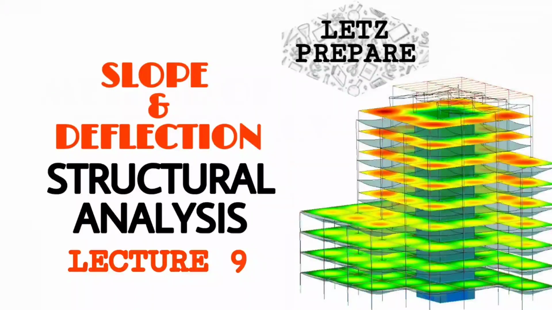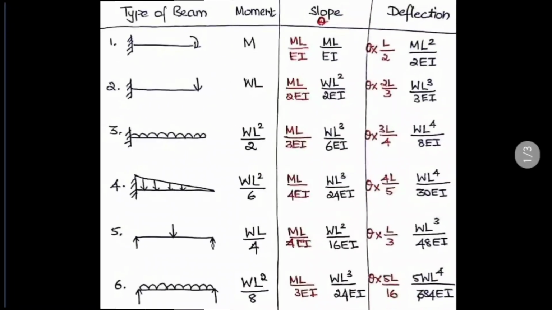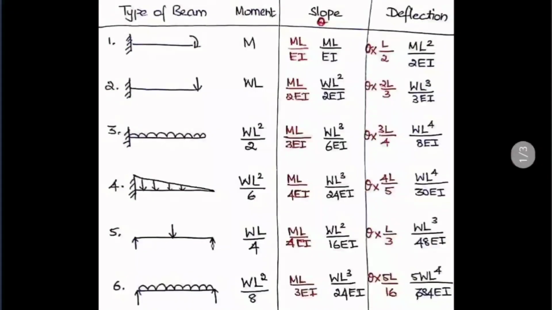Let's prepare on slope and deflection. So today we are going to see the slope and deflection values for various types of frames. This will be helpful in all the methods of analysis of indeterminate structures, especially in the stiffness matrix method. In those areas it will be useful.